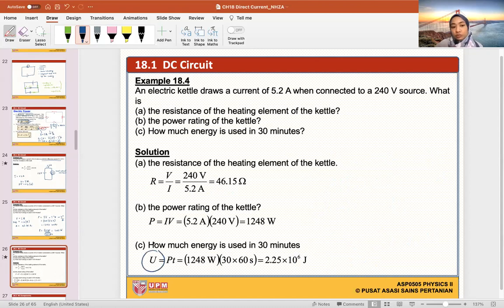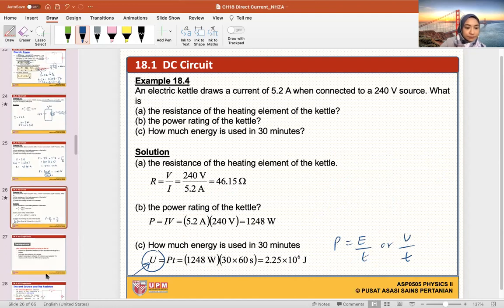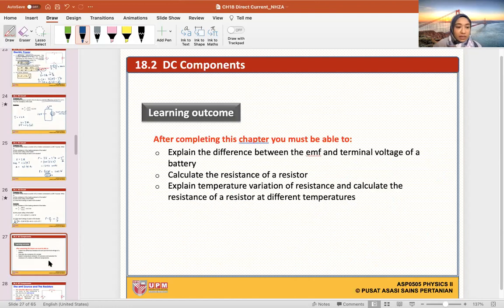Here they use the term U, which is more accurate because we are talking about electric potential energy. You can use E or U, but the more accurate term is U, as long as you are using the right equation. We know that P equals E over T, or U over T, and you will get the same answer. So that is the end of that subtopic.